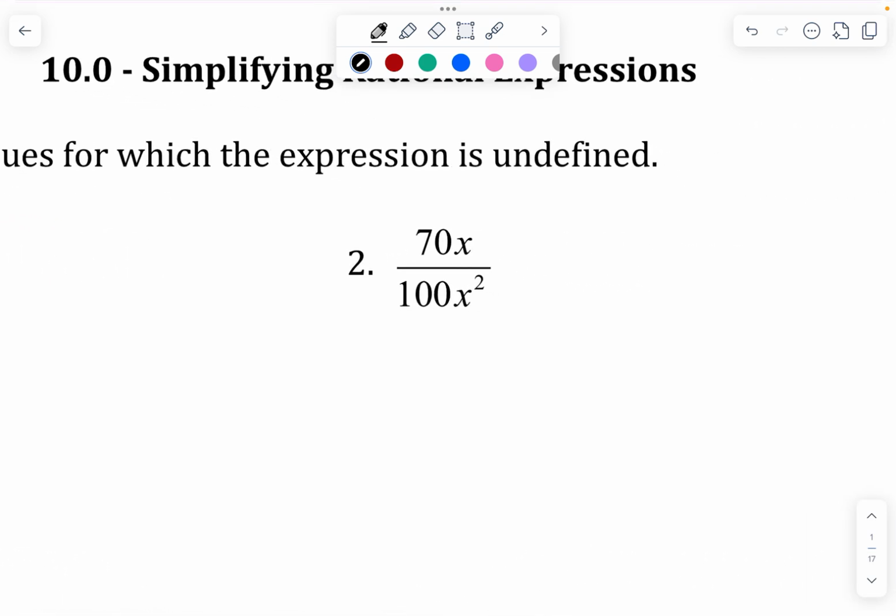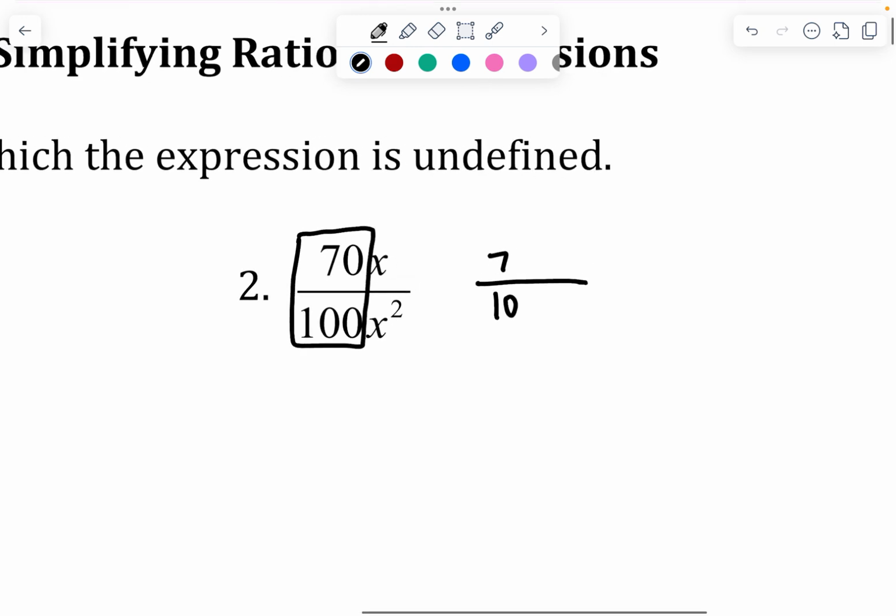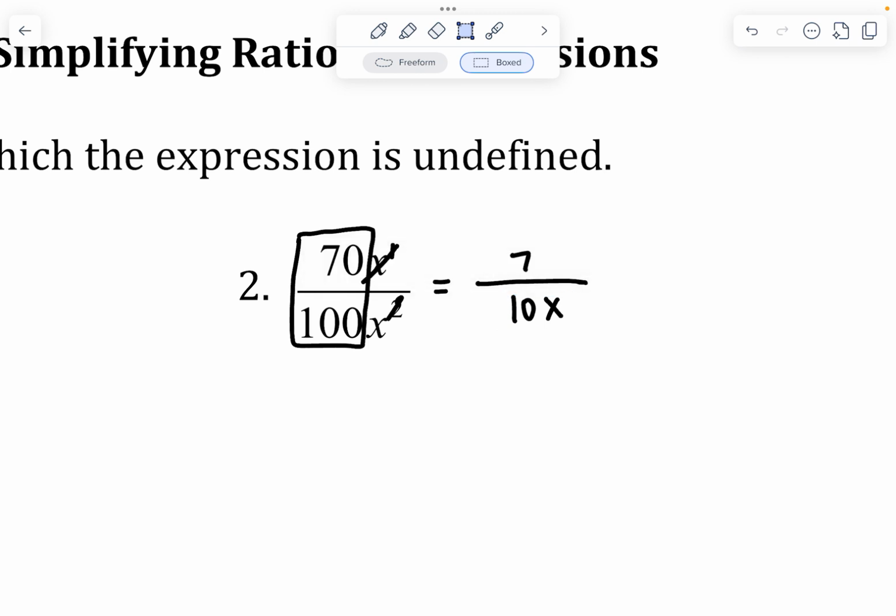And so number 2, also a review from rules of exponents. And so first I am seeing 70 over 100. And so we would want to simplify 70 over 100 to 7 over 10. And then remember, your answer is always going to be one rational expression, so only one fraction bar. And then 1 copy of x, and we have 2 copies on bottom. And so this one's going to cancel, leaving us with just 1 copy on bottom. And so our final answer would just have a 7 on top and then the 10x on bottom.